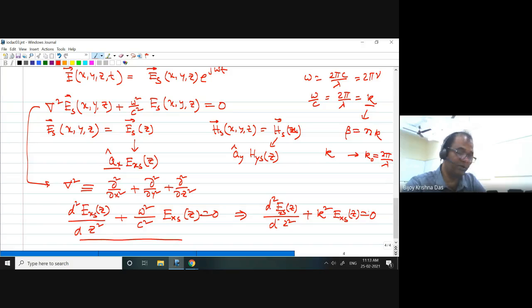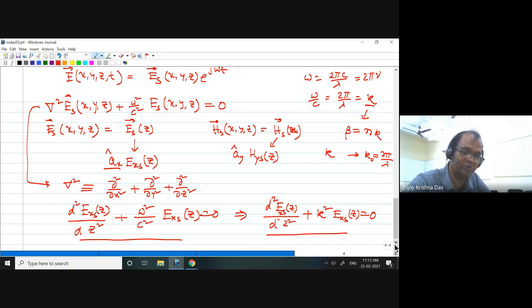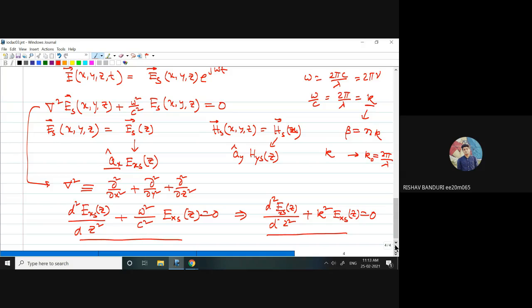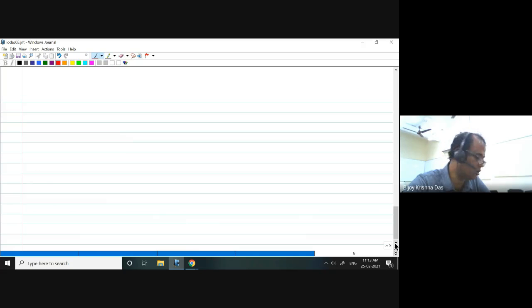So this equation, if you see, is very simple. You can easily solve it. What would be the solution of this? Can anyone guess? It depends on the value of k. If it's 0, then it should be linear. No, k must not be 0, right? It must be positive. So it's a linear combination of sine and cosine type things, you will be getting a solution.